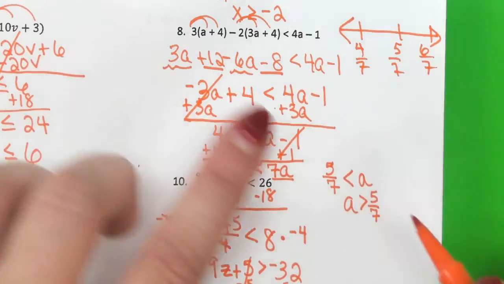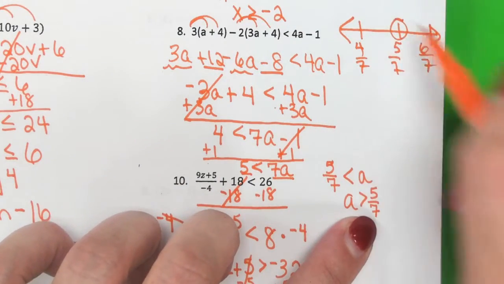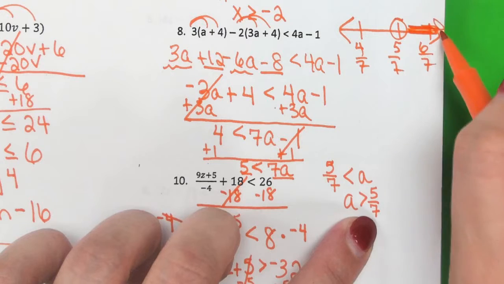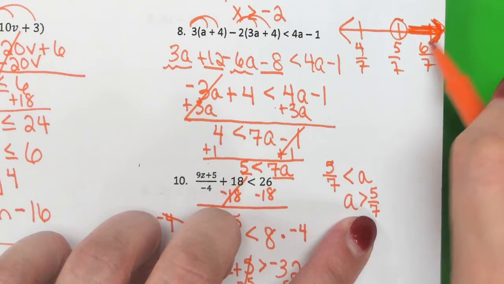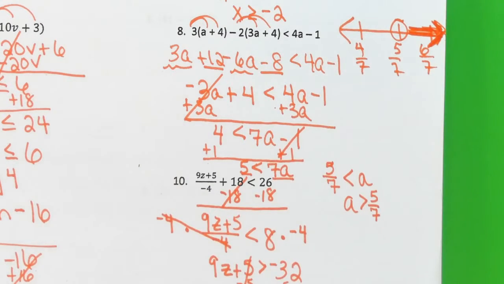All right, let's see. Where are we at? Open. And to the right. Look at the one with the letters on the left.